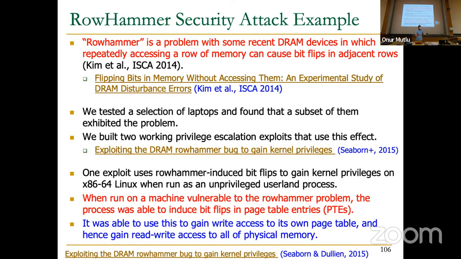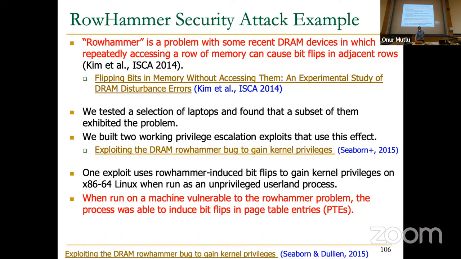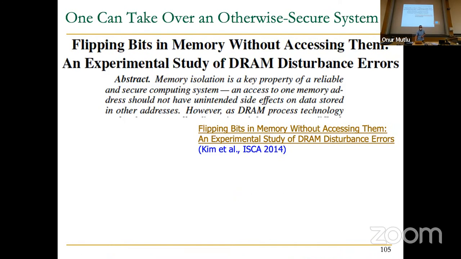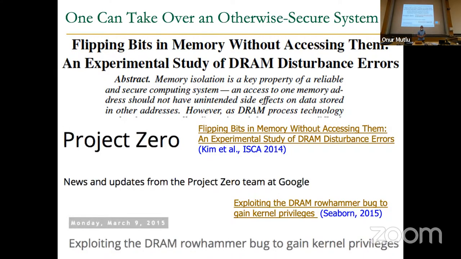Remember, how many people remember this slide? Maybe I'll quickly mention this. So basically, these Google folks, Project Zero folks, showed that you could actually induce these bit flips and take over the system. What we showed in our work was actually, we basically said that someone can hijack your computer. We did not show a proof of concept. We said that you can flip these bits and this should not happen. Why? Because memory isolation, now you know that, is a key property of a reliable and secure computing system, and access to one memory address should not have unintended side effects on data stored in other addresses, right? And absolutely true. And virtual memory enables us to isolate memory, and access to one address in one process does not have unintended side effects on another page, right?